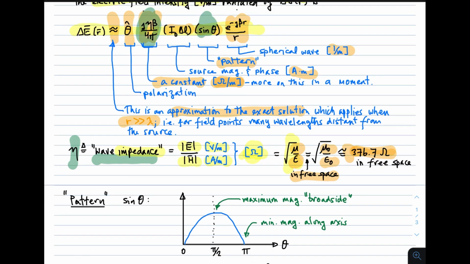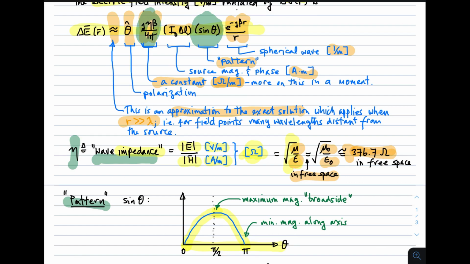Now let's return to the sine theta factor that we have in the electric field intensity. We refer to that as the pattern in this case. If you plot sine theta, I think everyone realizes this, but let's do it just to be clear. We find as you increase theta from 0 to pi, you go from 0 to a maximum at pi over 2, and then back to 0 at pi.